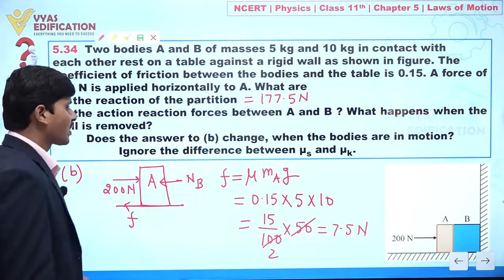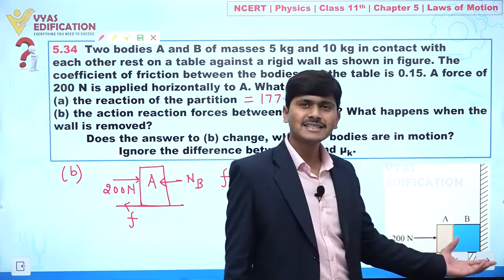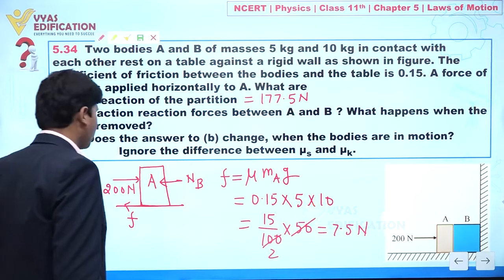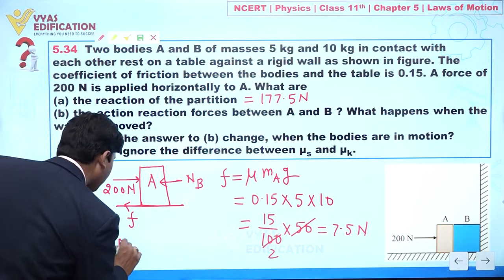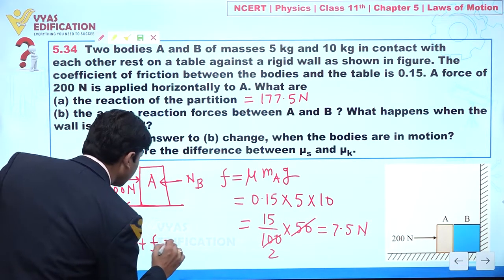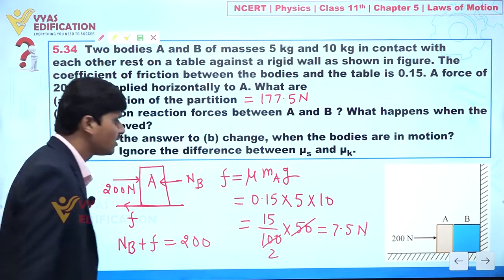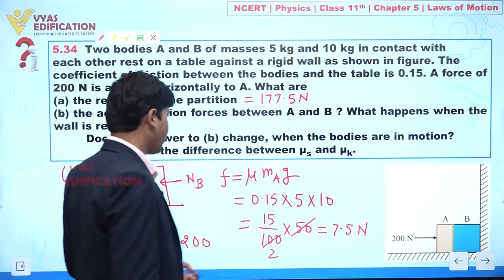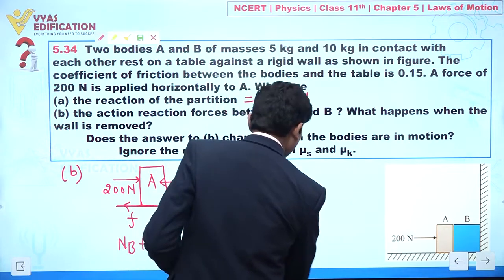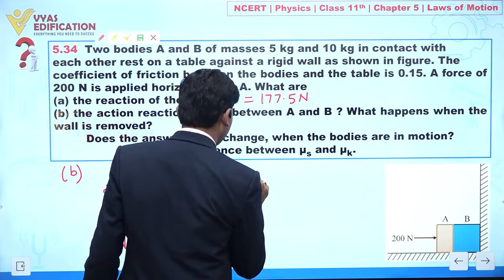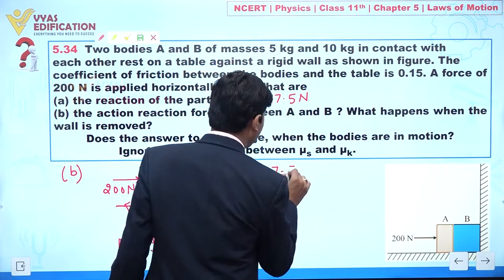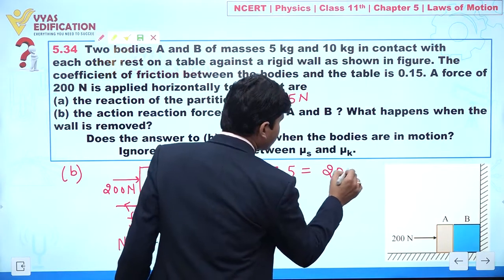Because this system is at rest, there is no acceleration. So I can write NB plus F should be equal to 200. Now we know the friction force is 7.5 Newton, so NB plus 7.5 should be equal to 200.